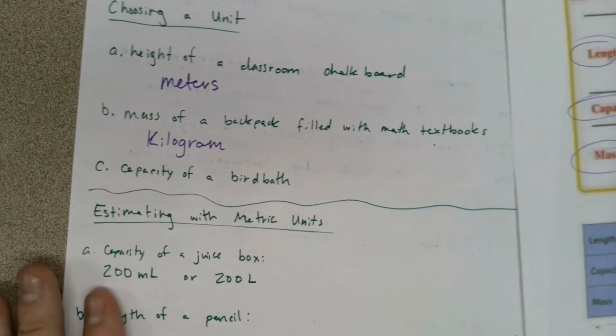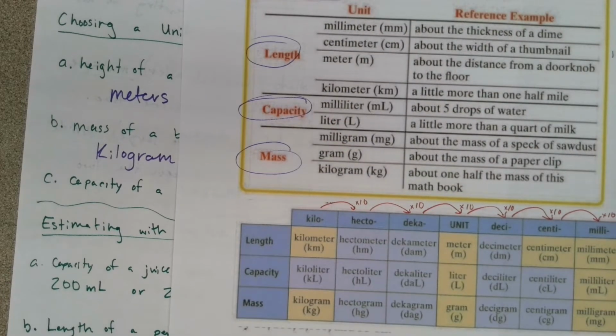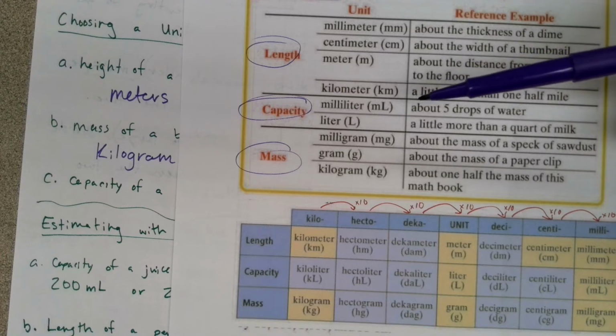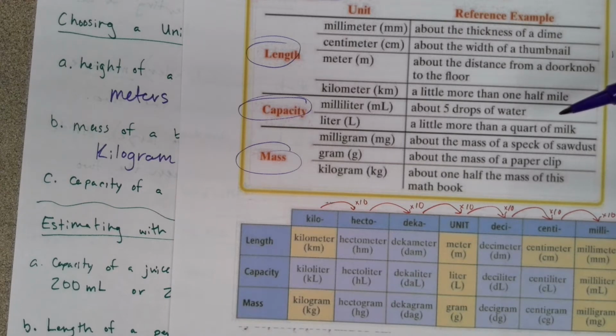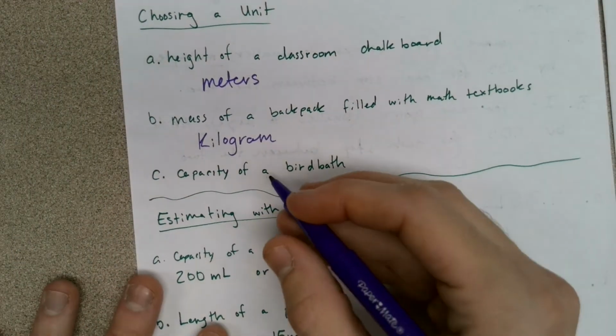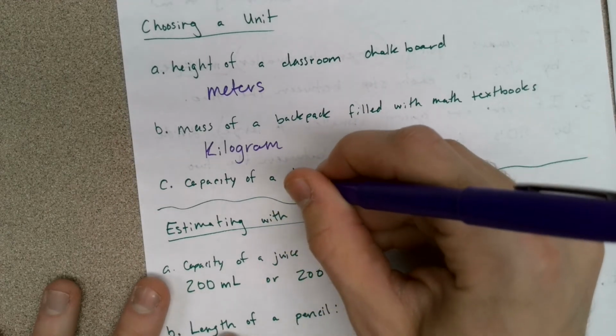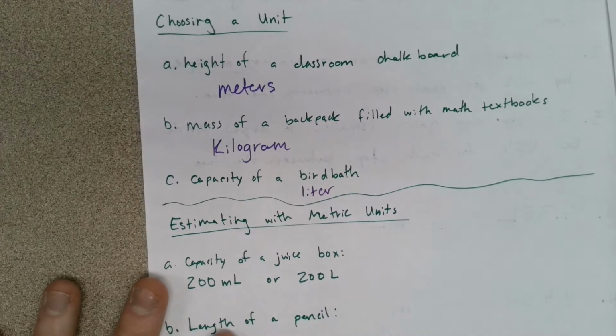And then our last one is capacity of a bird bath. When we're thinking capacity, we're thinking how much can it hold. So our capacity, we could either count in about 5 drops of water or about 1/4 of a gallon of milk. So we have the difference between a regular water bottle size or 5 drops of water. When I'm thinking a bird bath, I'm thinking it's going to be a lot of drops of water. So instead of doing a bunch of drops of water, I'm going to count it in something a little bit more like a water bottle size. So I'm going to use liters there.